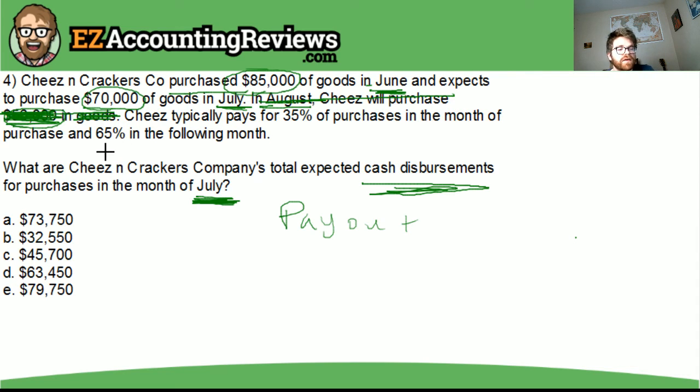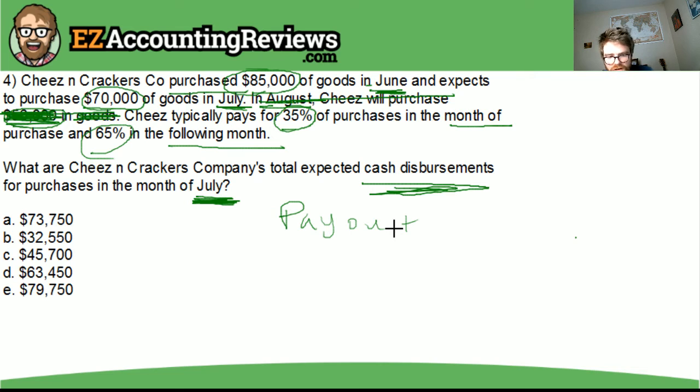Okay? Now the next thing we got to ask after the purchases is in what month do they pay it and how much do they pay? So it says they pay for 35% in the month of, and they pay for 65% in the following month. Okay? Those are two important rules. Whatever you bought in the current month, you're going to pay 35% of that then. The next month, you'll pay 65% of it. That's how it works.